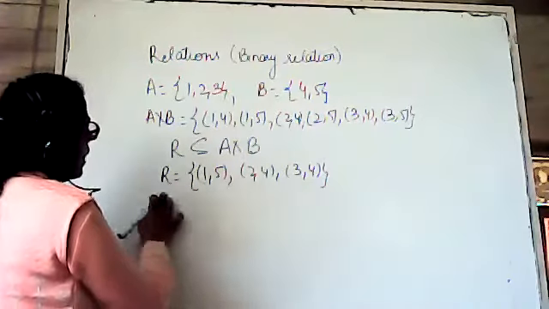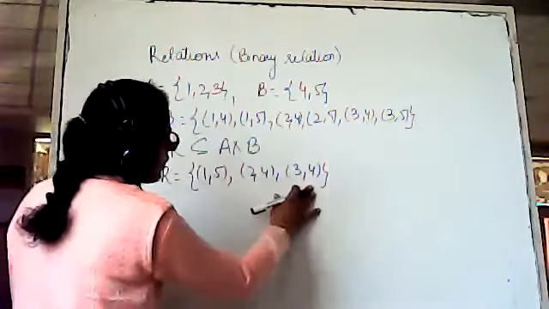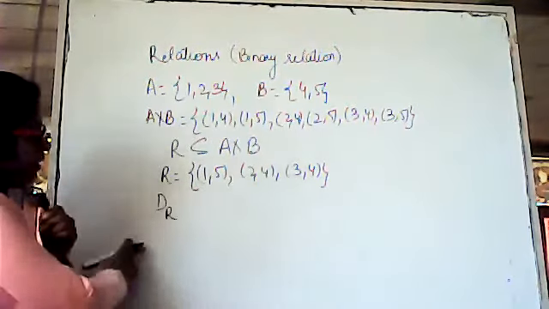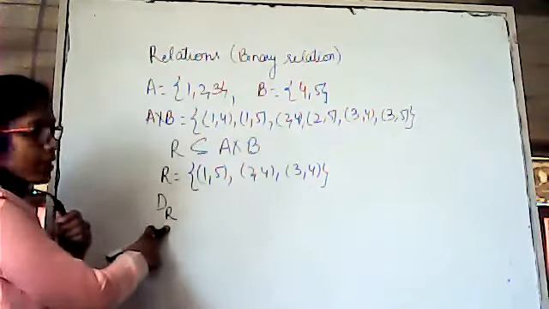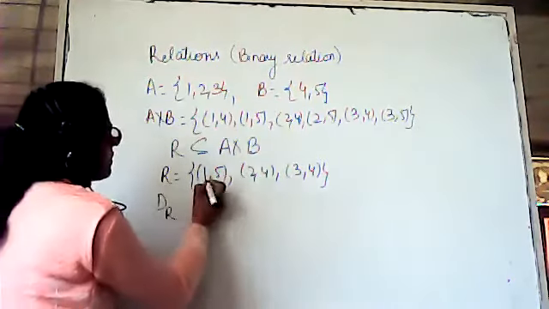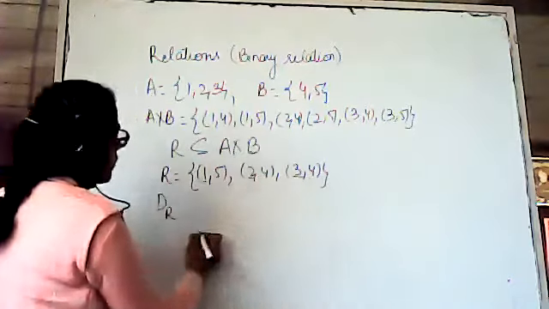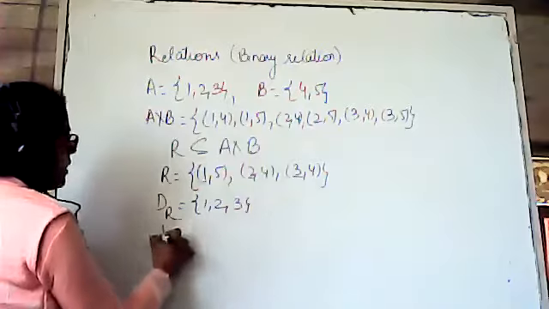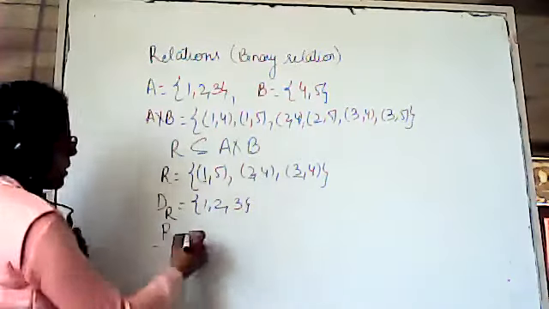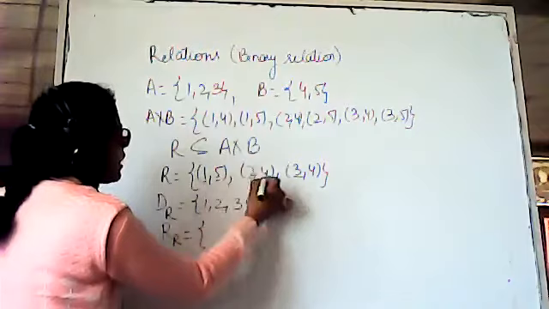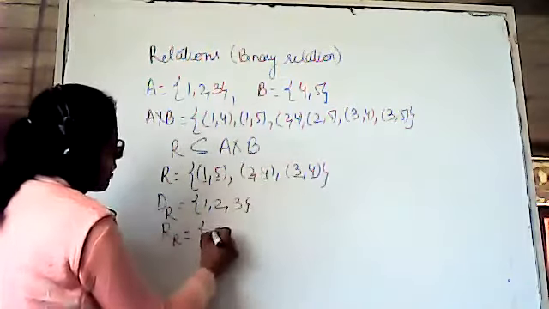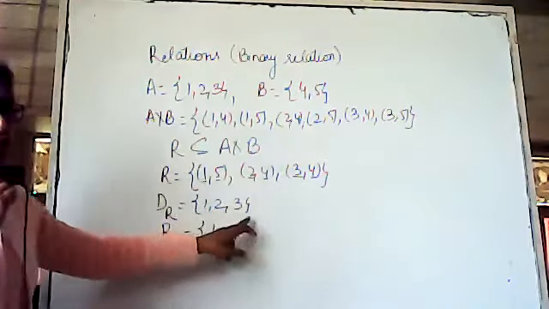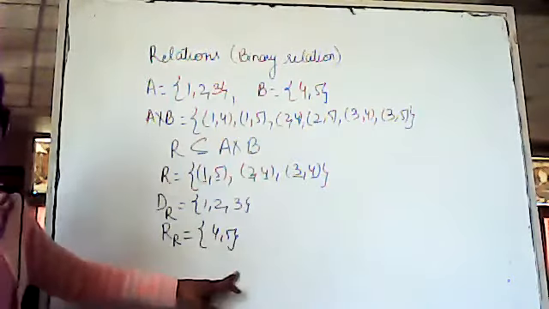So let us suppose that R has the elements (1,5), (2,4) and (3,4). The domain of R is denoted by D(R), where D stands for domain and R stands for the relation R. Domain of R means the first element in each ordered pair. It is 1, 2 and 3. Similarly, the range of R will be the second elements in each ordered pair. It is 5 and 4, or 4 and 5, one and the same thing. So domain of R is {1, 2, 3} and range of R is {4, 5}.